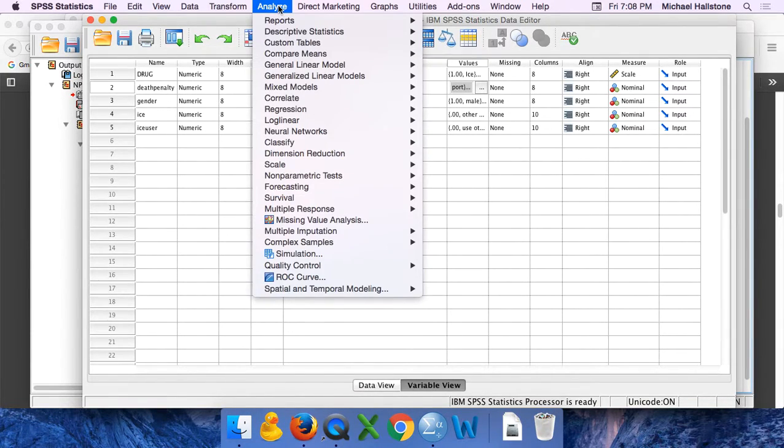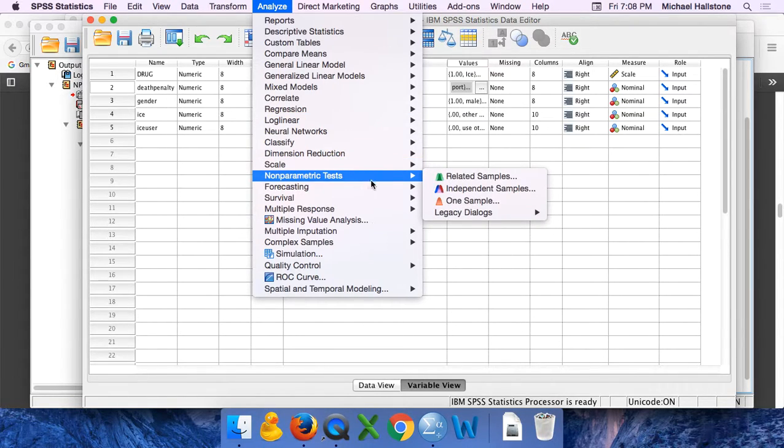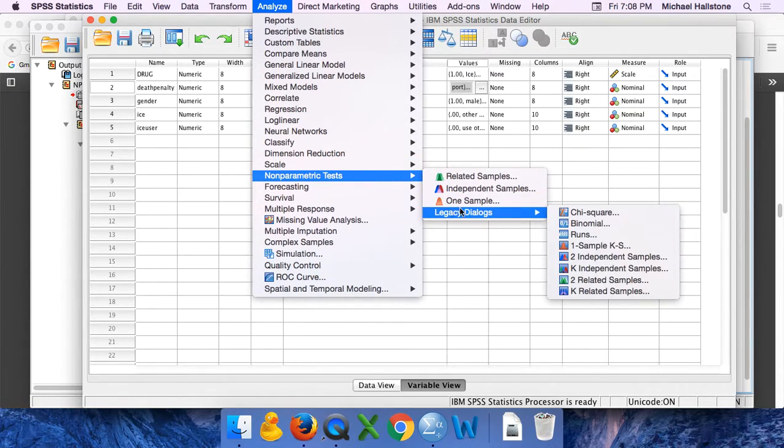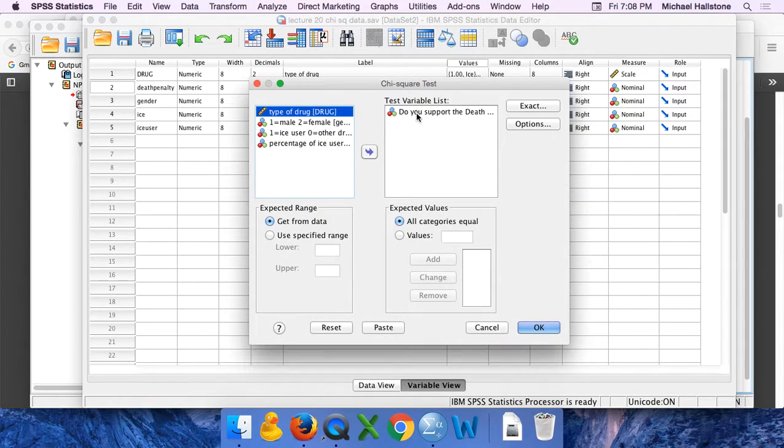There are several ways to do it, but I'm going to show you the way I know, which is Analyze, Non-parametric tests, because this is the first test that we're learning. We're not assuming a normal distribution of some kind. So you go Non-parametric tests, Legacy Dialogs, Chi-square. Click that, and you move your variable over.